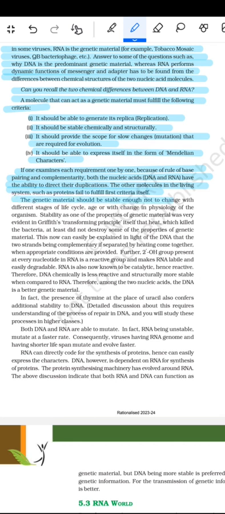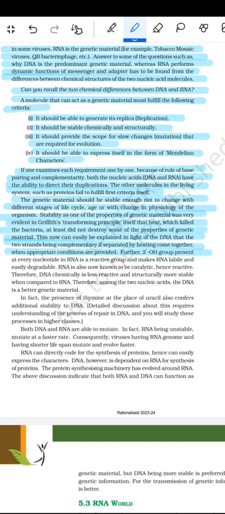The genetic material should be stable enough not to change with the different stages of the life cycle, age, or with the change in the physiology of the organism. Stability as one of the properties of the genetic material was very evident in Griffith's transforming principle itself, that heat which killed the bacteria at least did not destroy some of the properties of the genetic material. This can now easily be explained in the light of DNA: the two strands, being complementary, if separated by heating, come together when appropriate conditions are provided.